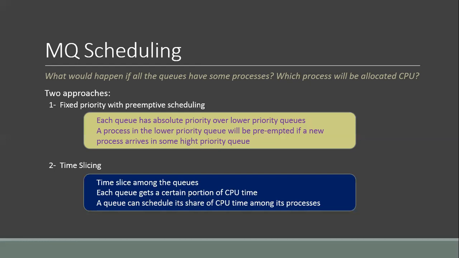And a queue can schedule its share of CPU time among its processes. Now, having the 80% of the CPU time, the foreground queue can use round-robin scheduling to schedule this 80% of CPU time among its processes. And similarly, the background queue can use its 20% of the CPU time to schedule its own processes.